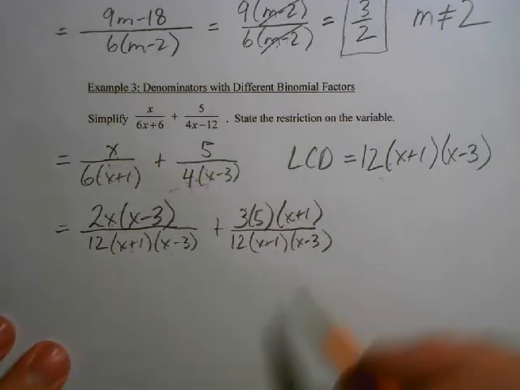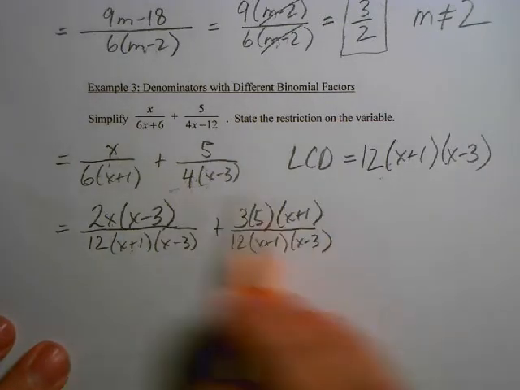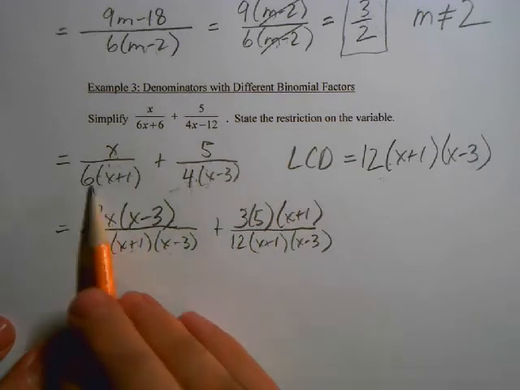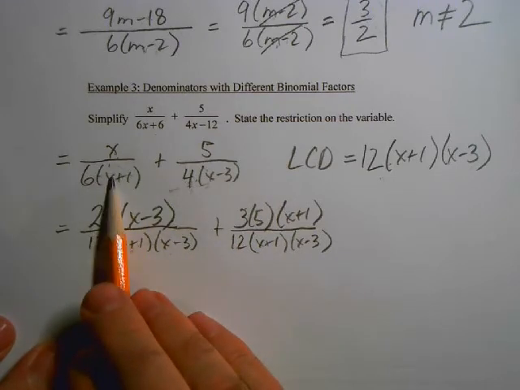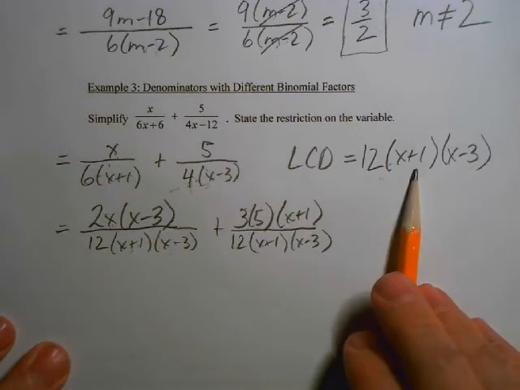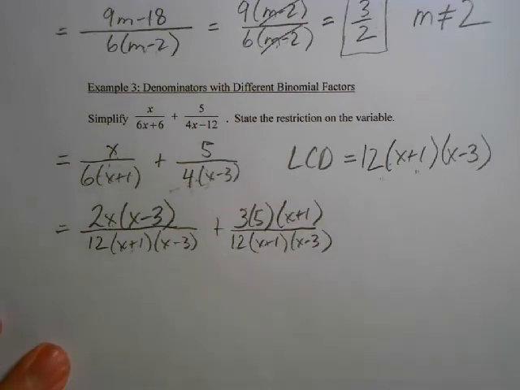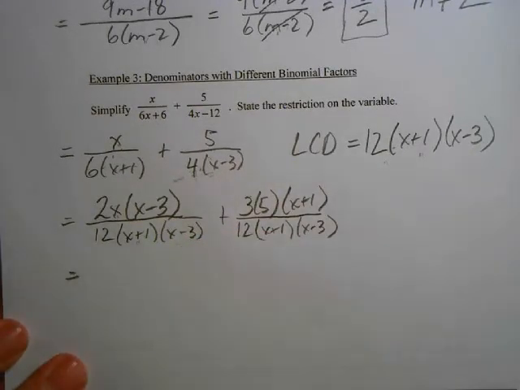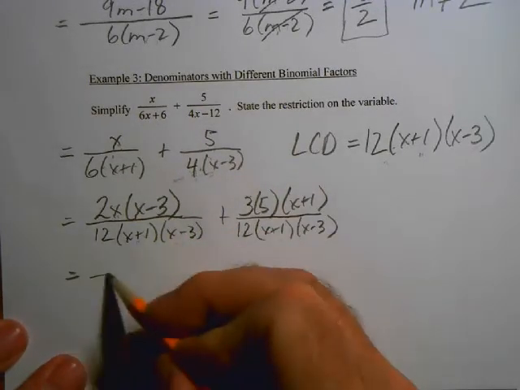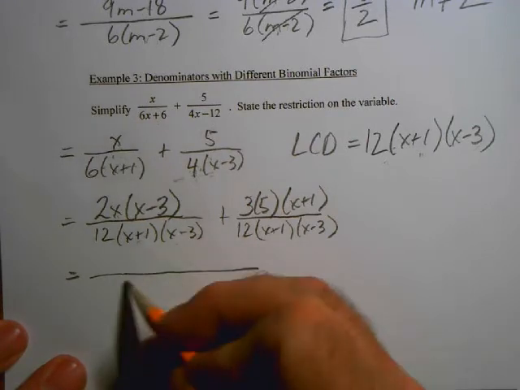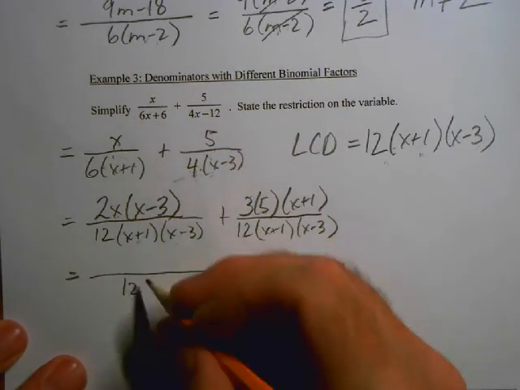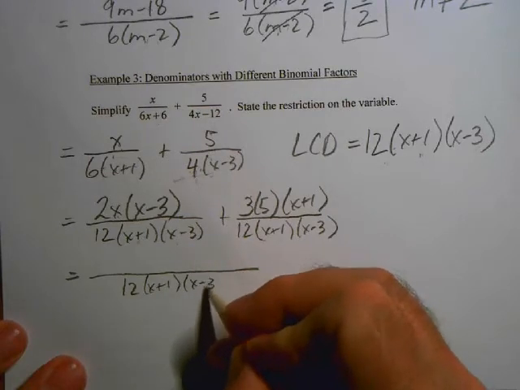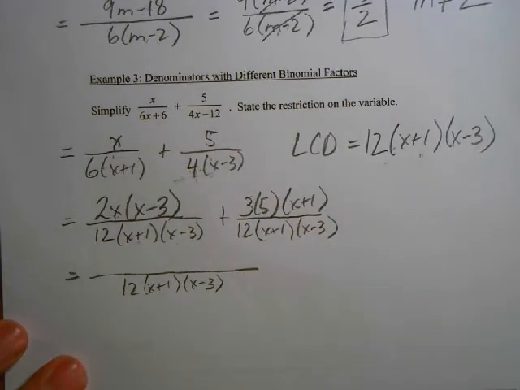Okay, just remember when you're creating this section here, you're multiplying the top and bottom by whatever it takes to get the denominator to become your lowest common denominator. Now it's just a matter of simplifying, see what happens. So we combine them into one single rational expression with our lowest common denominator on the denominator.